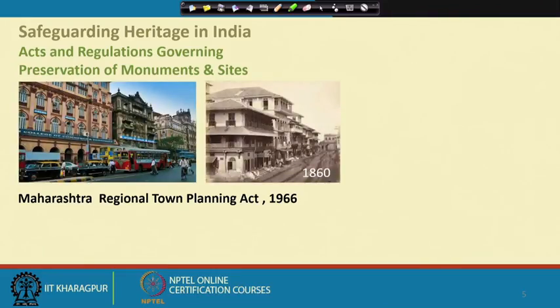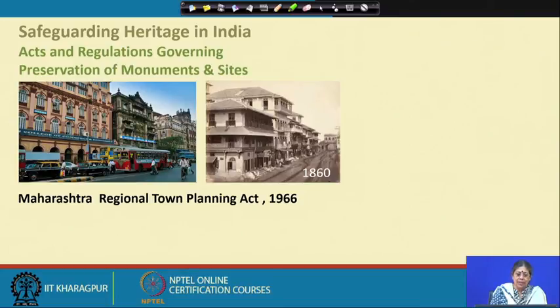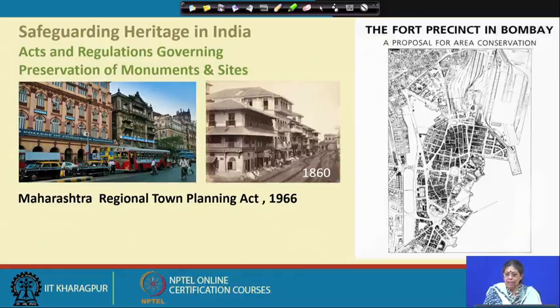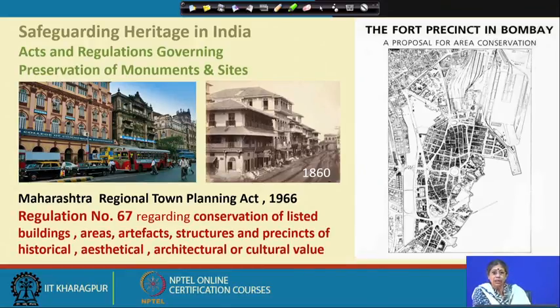Now, Mumbai historically, in 1860, you can see the fort area of Mumbai, which is a very much living area, and it has changed, and there are distinct areas of Mumbai, especially the fort area, which has a special character, and it has come under a threat of change and development. It is a growing city, the commercial capital of India. So, the Maharashtra Regional Town Planning Act has identified some of the heritage precincts. The fourth precinct in Bombay, what you can see, there is a proposal for area conservation. People have been working for that, and this has been designated. But how has it been designated?